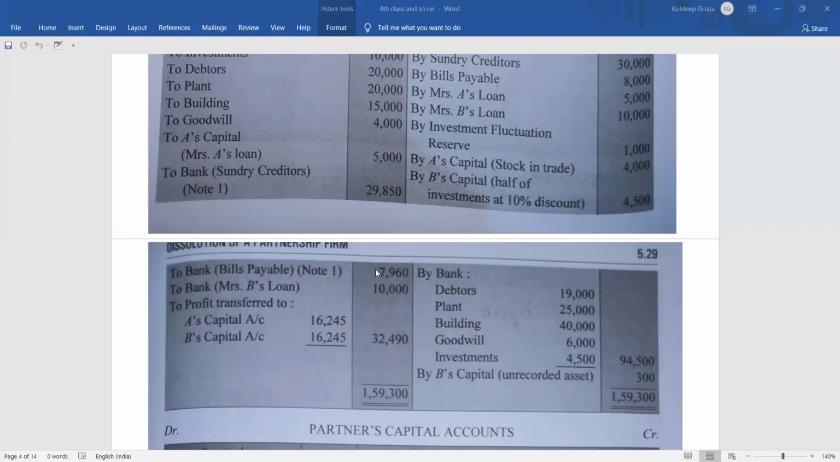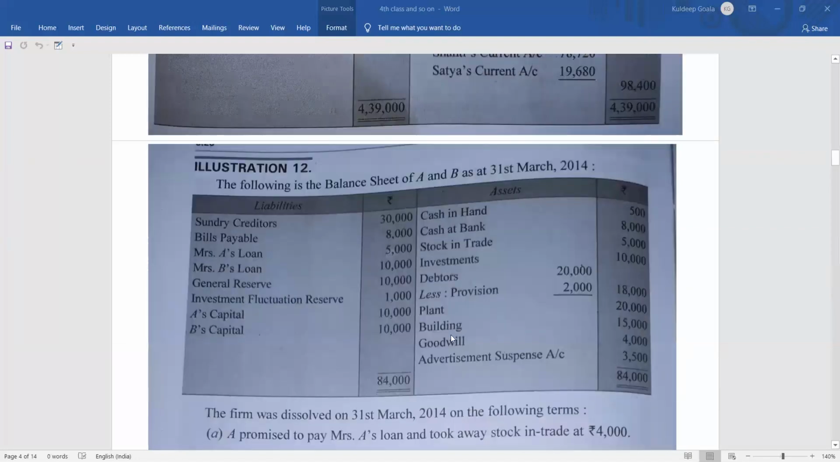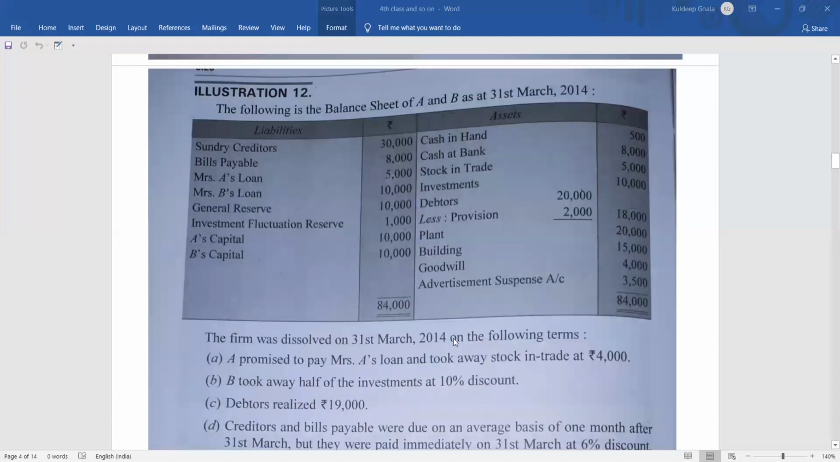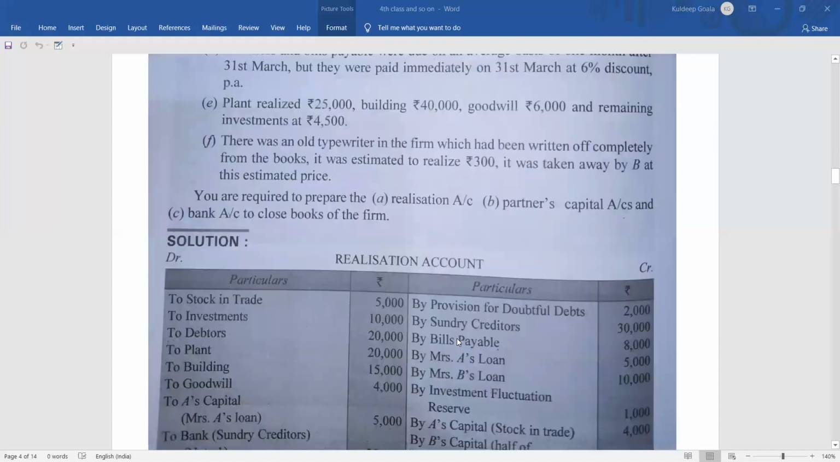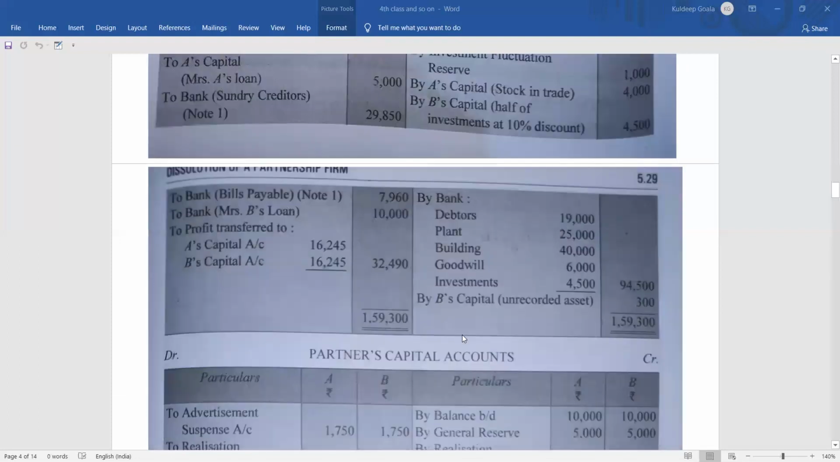Deduct the credit side, and we can see the profit on realization is 32,490, which will be transferred equally, because we saw in the question that the profit sharing ratio was not given. Since the profit sharing ratio was not given, the profit and all other adjustments will be done on a 1:1 basis, that is equally. So 32,490 is the profit.